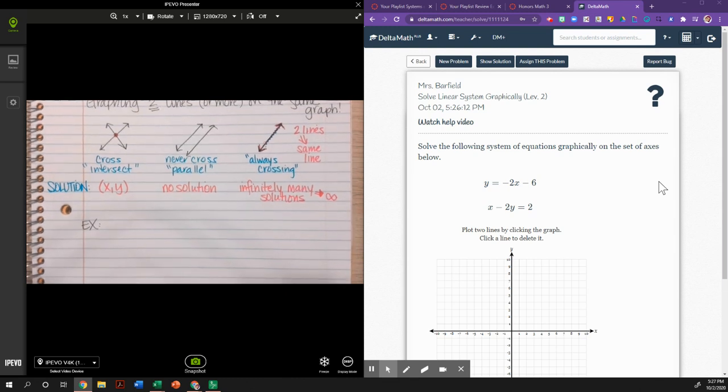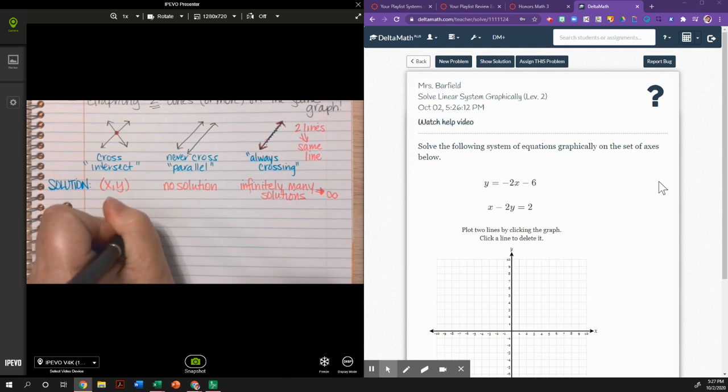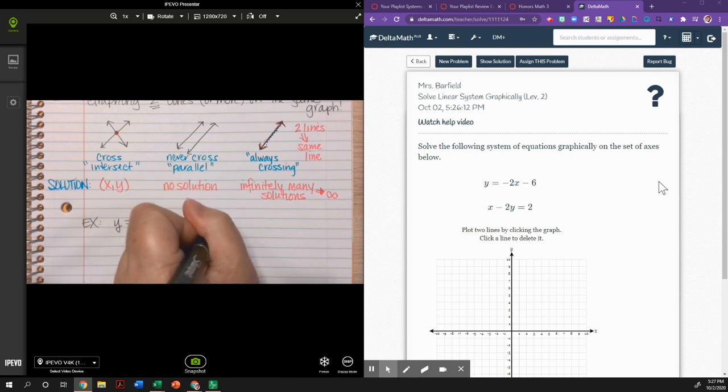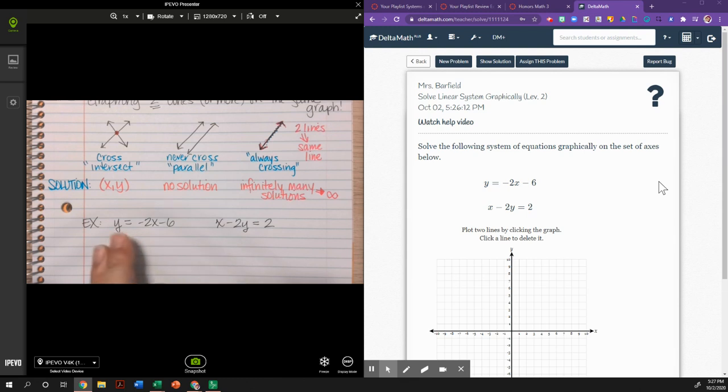All right, so now for my example this time, I have y equals negative 2x minus 6. That one's ready to go. I could graph that right now. But then I have x minus 2y equals 2. This equation right here is not ready to go because it has to be solved for y in order for me to identify my y-intercept and my slope correctly to graph it.